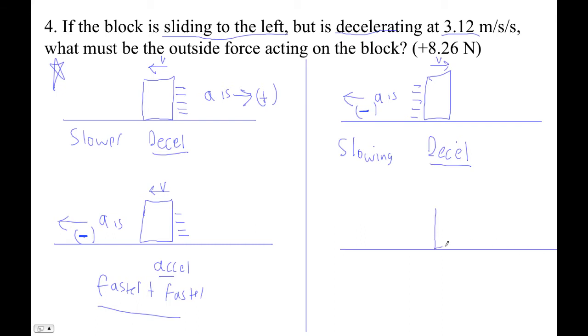And then let's draw the other scenario. Let's say we're sliding to the right, but we're accelerating, and by that I mean going faster. In this case, the velocity would be to the right, and the acceleration would be to the right. This would be a positive acceleration. So in this problem, this is the key thing: sliding to the left, but decelerating. What does that mean? It means that our acceleration is positive, simply put.